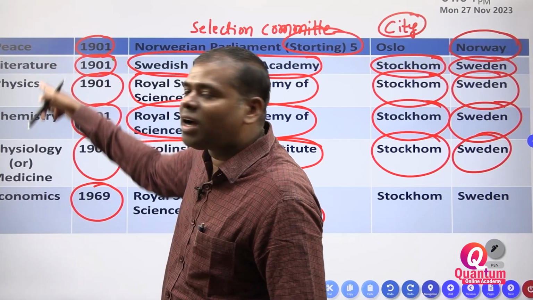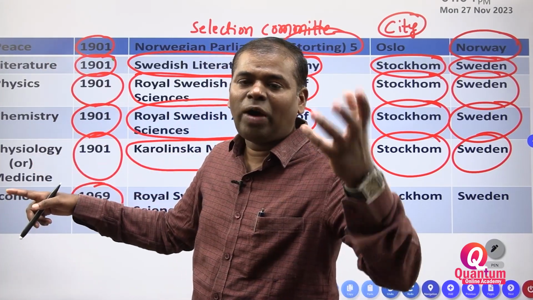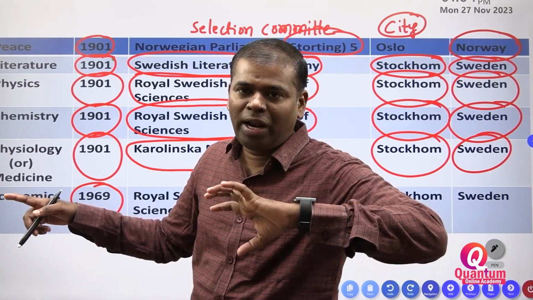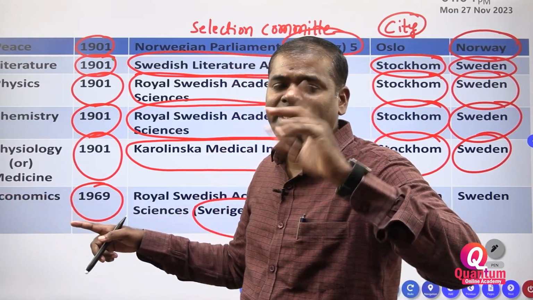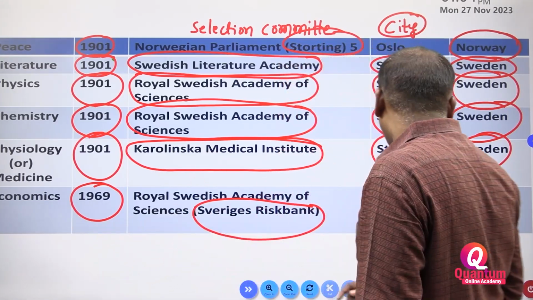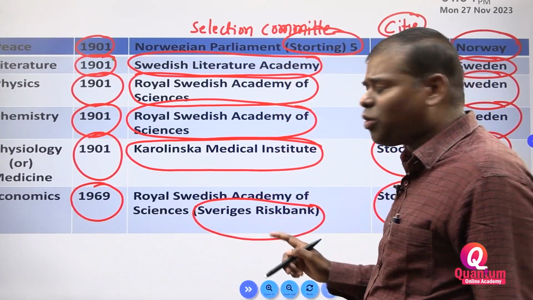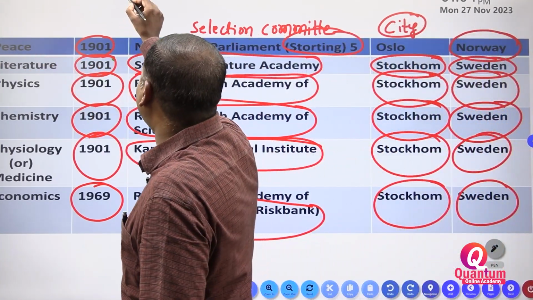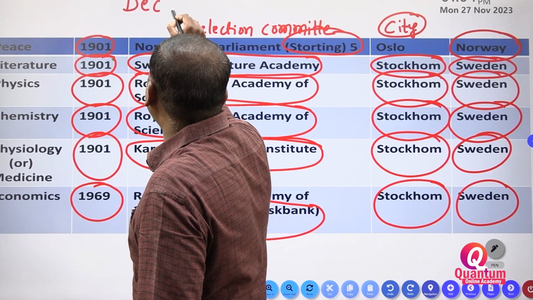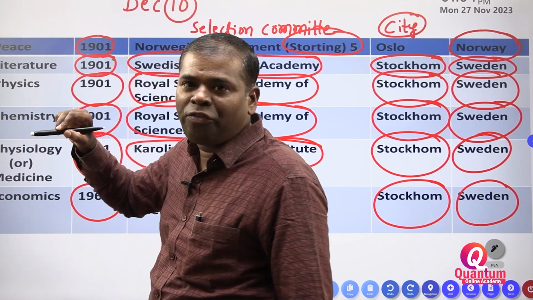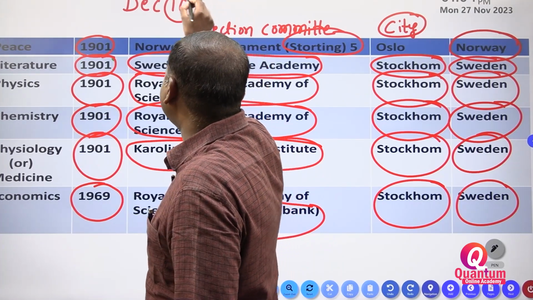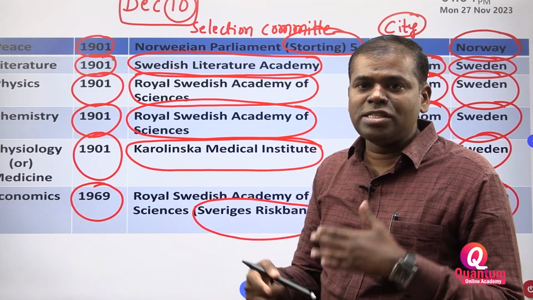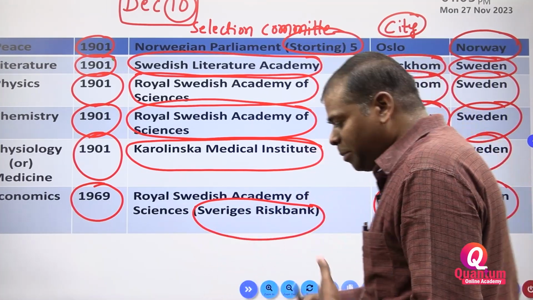For the rest of the fields, from whatever asset Alfred Nobel left, 10% of that asset is what people will get. Where will they give it? In Stockholm only, Sweden is the country. Only the peace prize is given elsewhere, but on the same date. When will they give it? December 10th. This is the death date of Alfred Nobel. Every year on December 10th they will conduct the program, arrange the ceremony, and give the prizes.